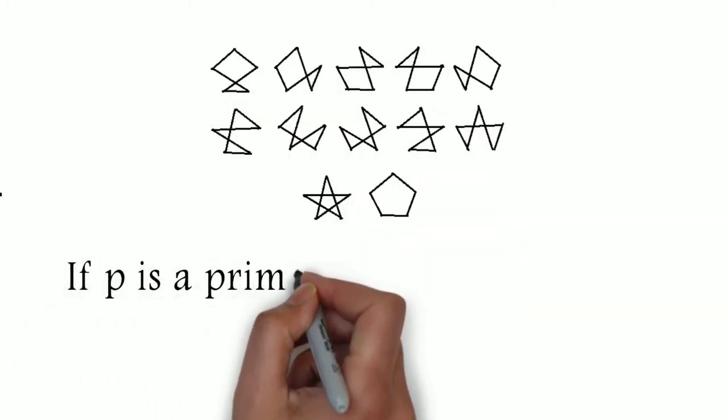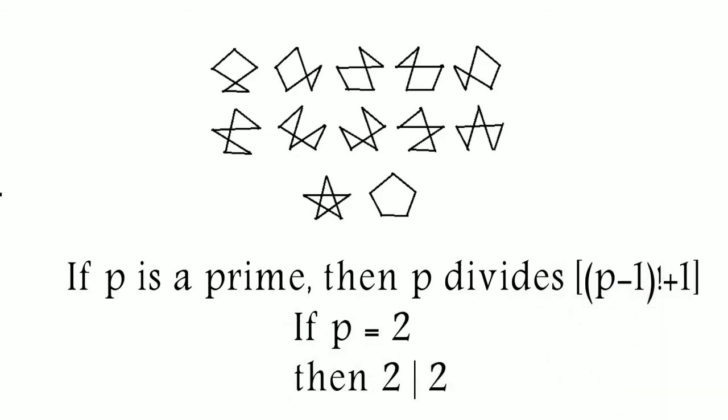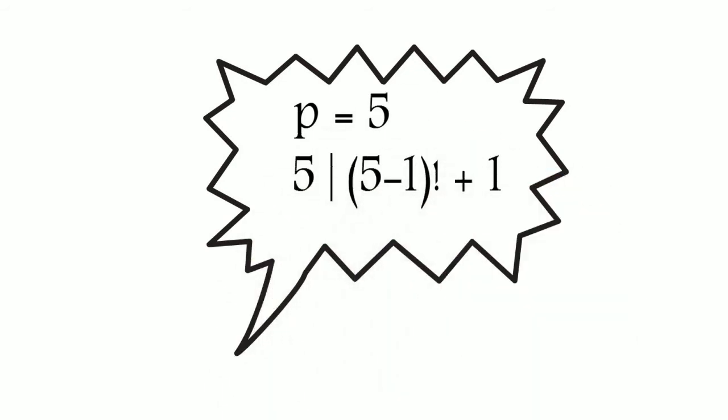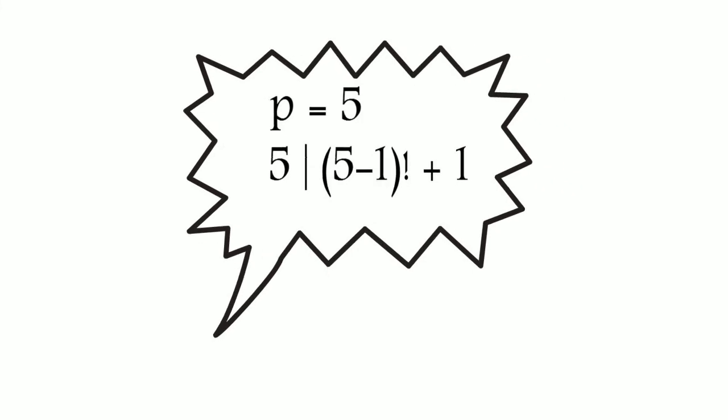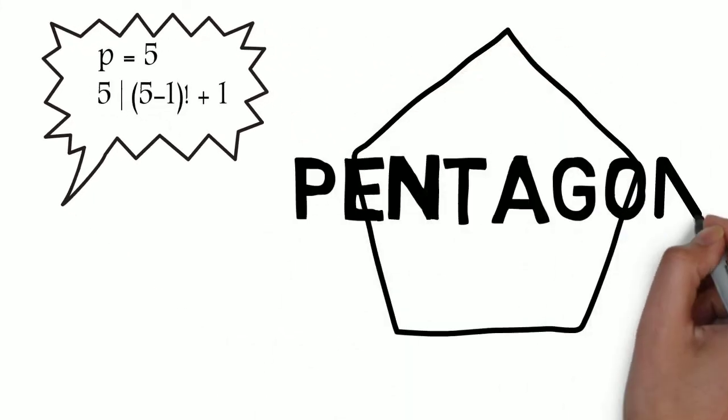Let's first assume p is an odd prime, because if p equals 2 and we plug it into the theorem, it states 2 divides 2. So how about we let p equal a larger prime? Let's say 5. To help us prove why 5 divides (5 minus 1) factorial plus 1, let's first recall that a 5-sided polygon with 5 vertices is a pentagon.